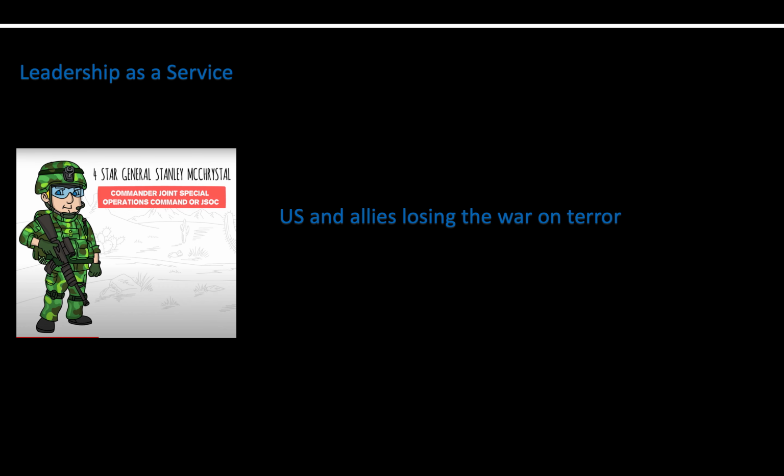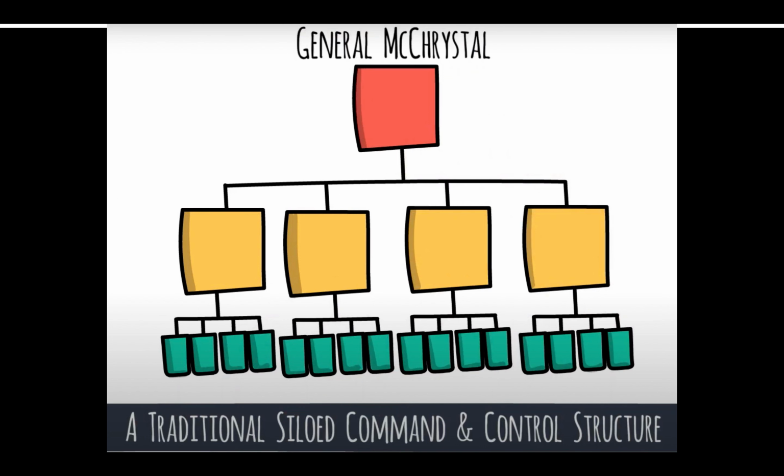Four-star General Stanley McChrystal was appointed head of the Joint Strategic Operations Command, or JSOC, to lead the war on terror. McChrystal wrote in a book, Team of Teams, where he describes how he evolved the organization to respond to the demands presented on the battlefield. This is what JSOC looked like when McChrystal took over. It was a traditional hierarchy with a need-to-know mindset as it related to sharing information.